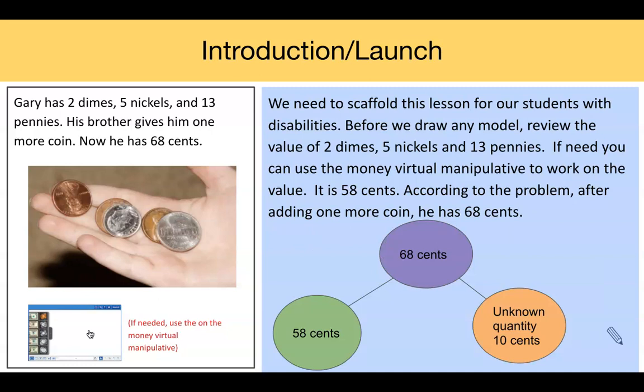Number bonds work. Okay, but we still have to know what number to put where. The 68 is the whole. The 58 is what the money adds up to, and we know we added one more coin, and that was 10 cents.